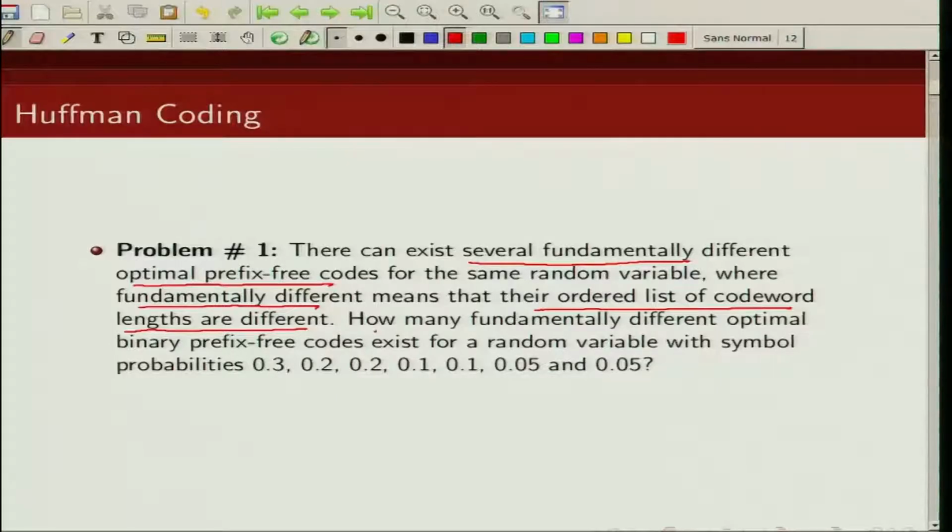So the question is, how many fundamentally different optimal binary prefix-free codes exist for a random variable which has the following symbol probabilities: 0.3, 0.2, 0.2, 0.1, 0.1, 0.05 and 0.05. So this random variable takes 7 different values and these are the probabilities associated with it. You have to construct optimal binary prefix-free codes and tell how many fundamentally different optimal prefix-free codes exist.